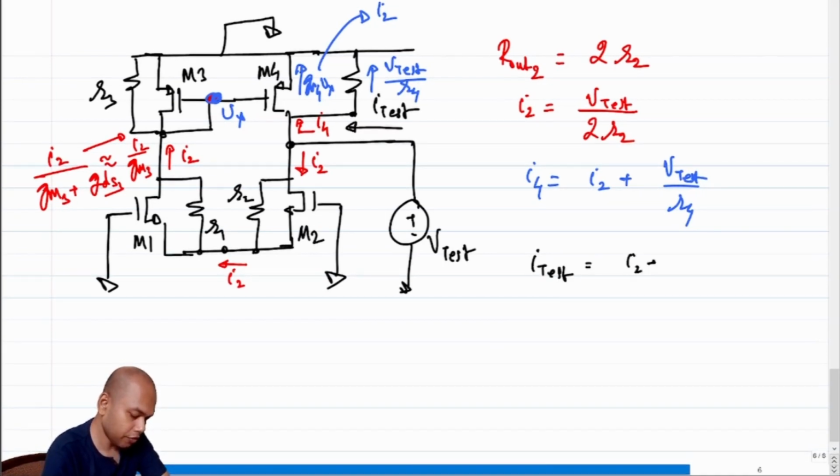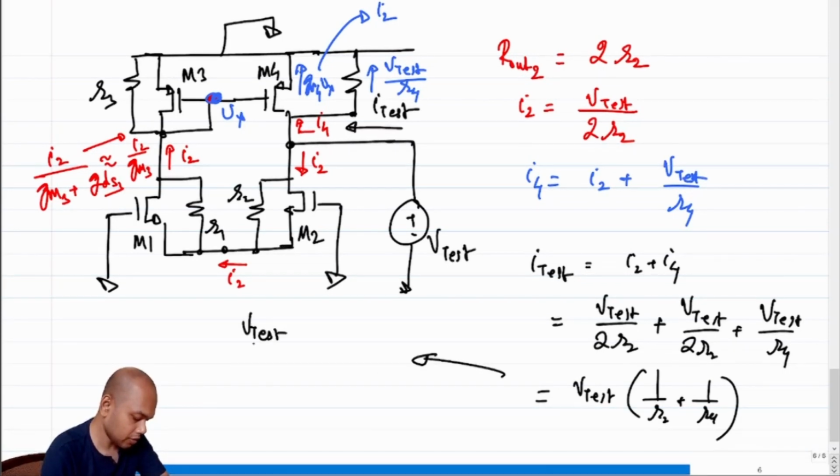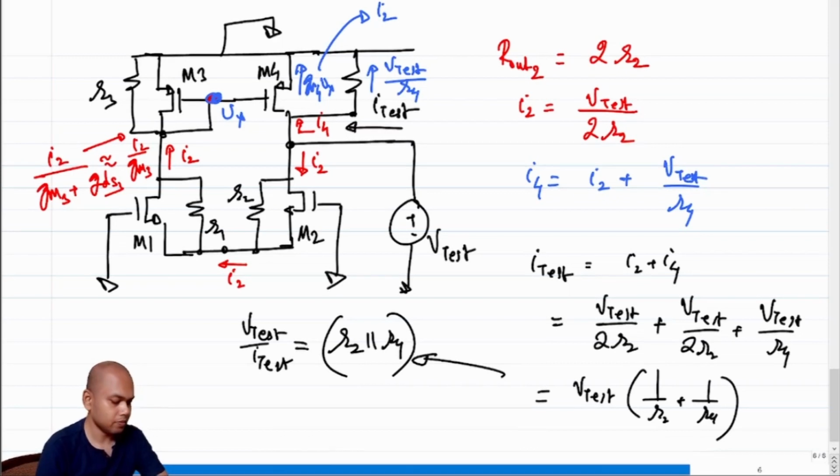So what is then I test? I test is I2 plus I4. What is I2? I2 is V test by twice R2. What is I4? I4 is again I2, which is V test over twice R2, plus V test over R4, which is V test times 1 by R2 plus 1 by R4, correct? So which implies, what is V test over I test? It implies this is equivalent to R2 parallel R4, right?